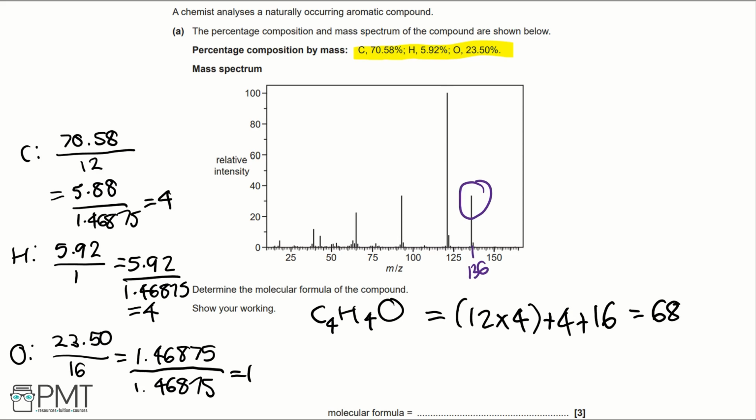So then we need to multiply by 2 to get 136, because 136 is 68 multiplied by 2, so that would make the whole relative formula mass of the compound correct. So that makes our molecular formula C8H8O2. In this question, you get a mark for working out the empirical formula, a mark for multiplying or reading from the mass spectrum, and a mark for getting your molecular formula correct.